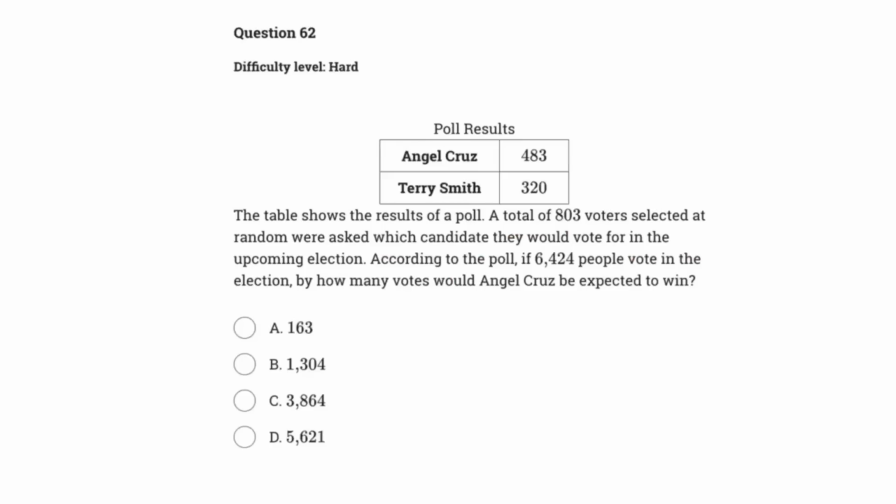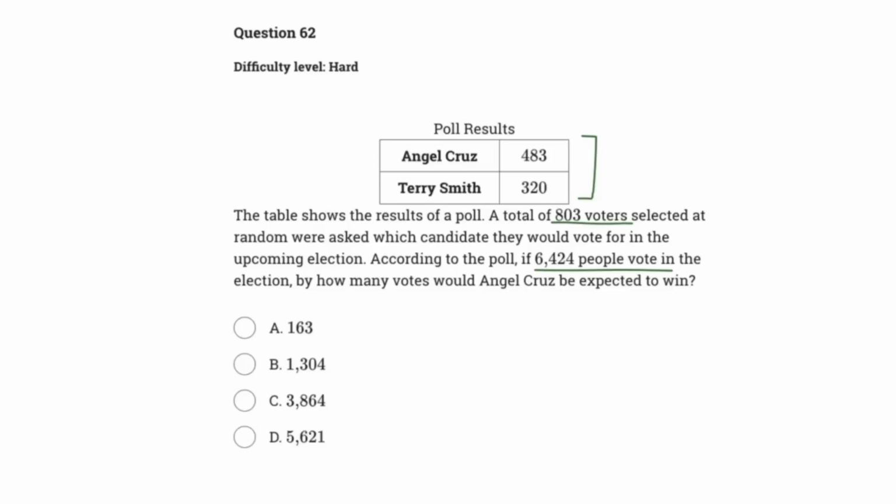It will show the results of a poll. A total of 803 voters selected at random were asked which candidate they would vote for in the upcoming election. According to the poll, if 6,424 people vote in the election, by how many votes would Angel Cruz be expected to win? So these 803 voters are selected at random. So whatever results we get from them, we can pretty much scale them up or expect the same proportion or ratio as if it was 6,424 people.